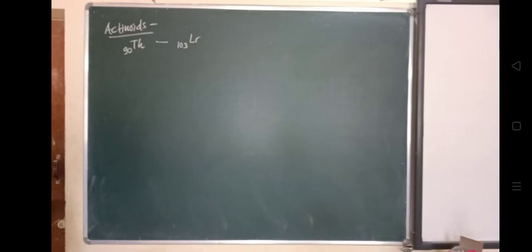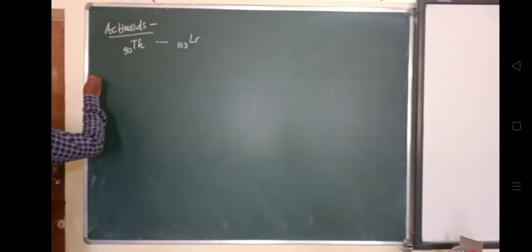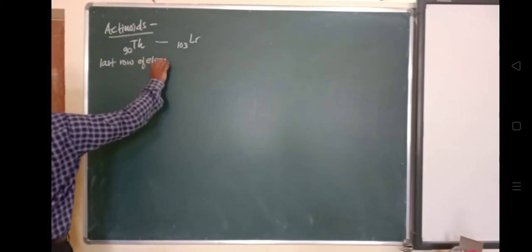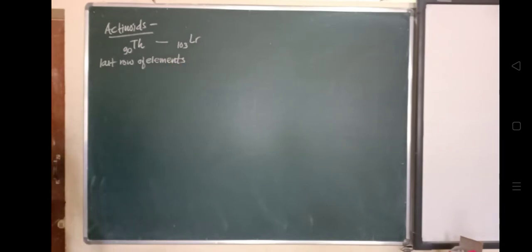The actinoids represent the last row of elements in the periodic table. You can see it in the periodic table, at the lowermost position. It begins with thorium, which has atomic number 90. Correct it in your book, where they have written 72. It starts from number 90.